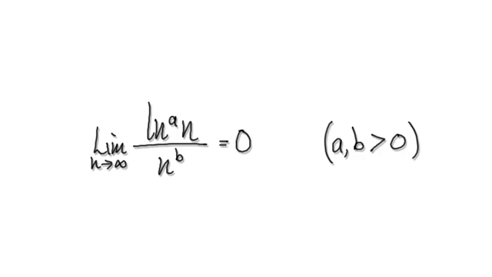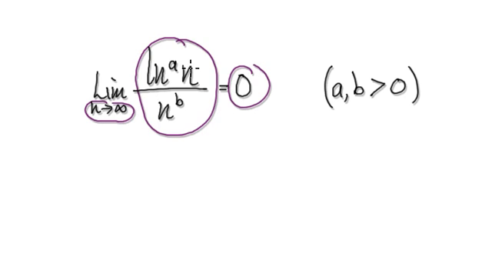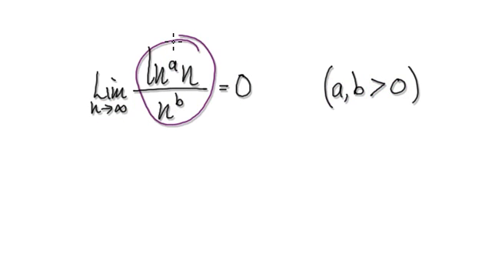Before I give you the next exercise, I need you to accept that the limit of this thing as n heads towards infinity will be 0 for a and b being greater than 0. So I need you to accept that the limit of this thing as n heads towards infinity equals 0. So let's try and understand why that's the case.